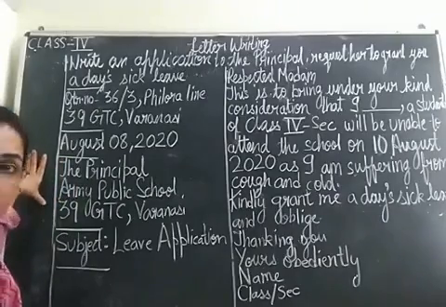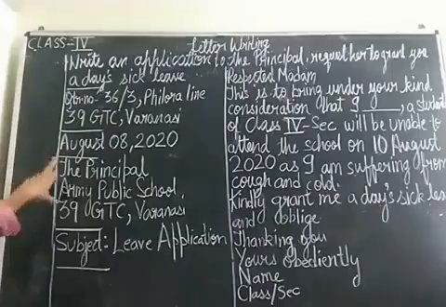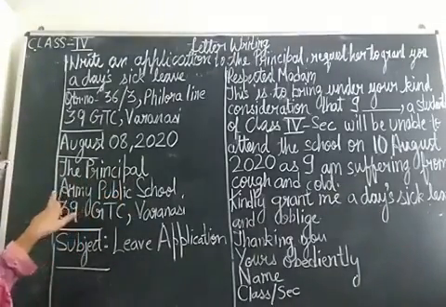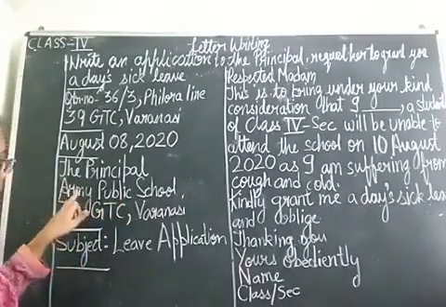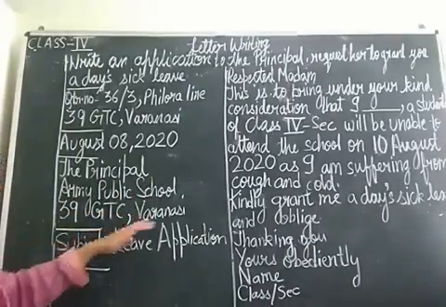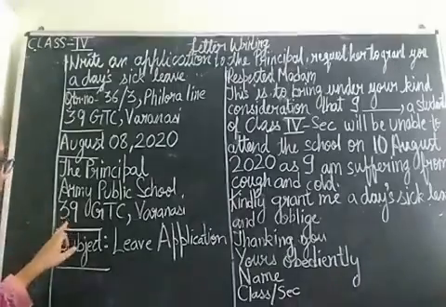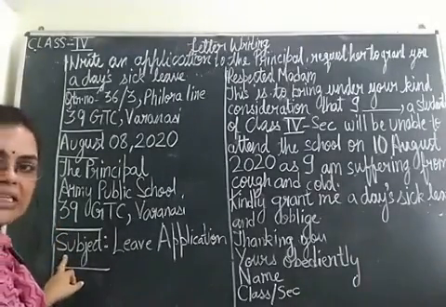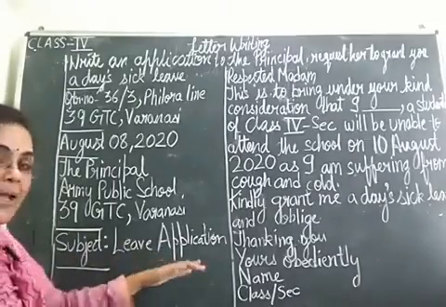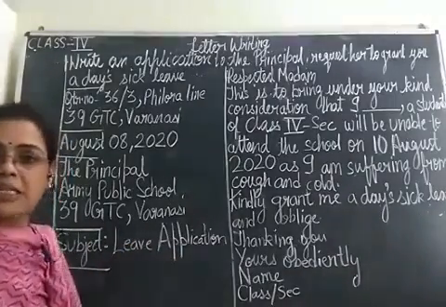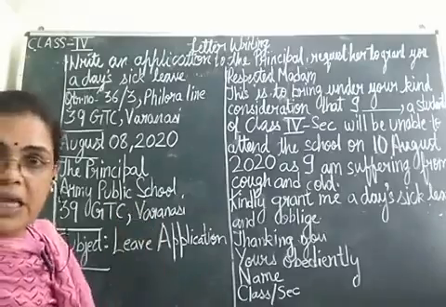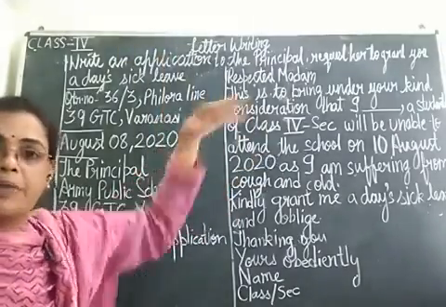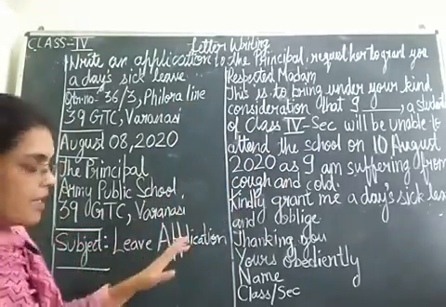Then comes your receiver's address. And the receiver is the principal. The address of the principal, that is Army Public School, 39 GTC, Varanasi. After that, leave one line. Write the subject. And the subject is leave application. Subject बताने के लिए कि बेटा कि आप क्या लिखना चाह रहे हो मैम को, वो सब्जेक्ट देख के ही पढ़ लेंगे कि आप किस लिए उनको लेटर लिख रहे हो.